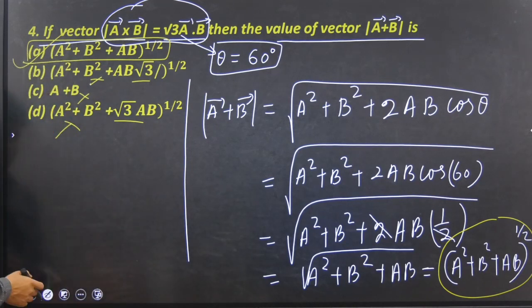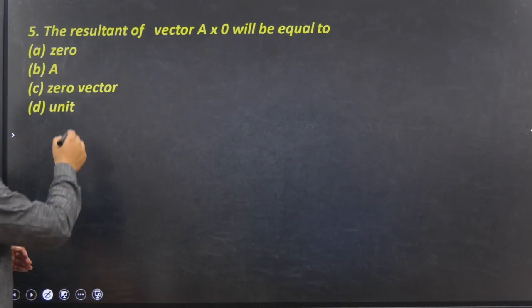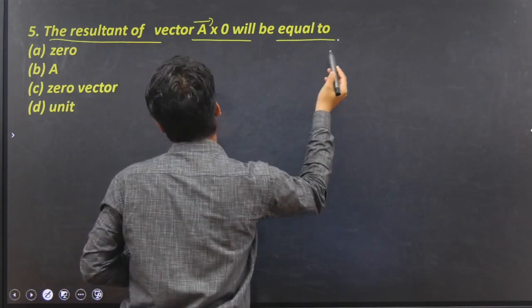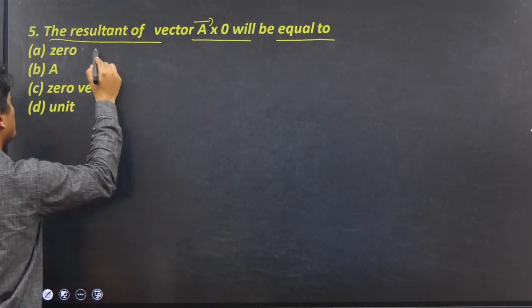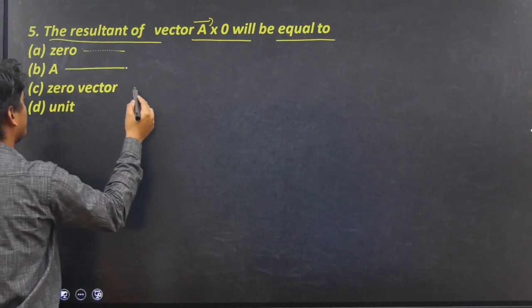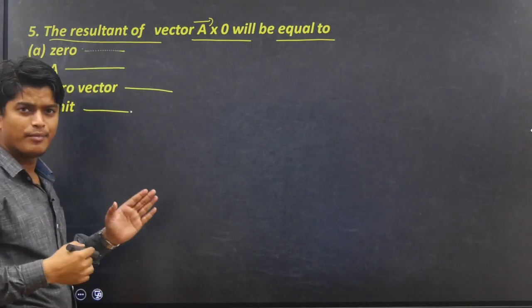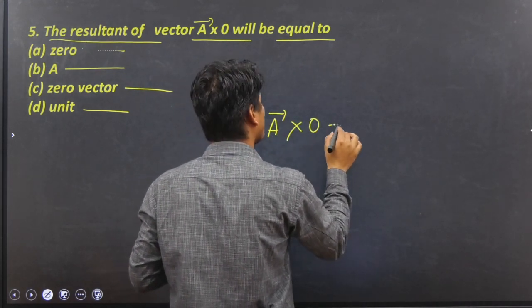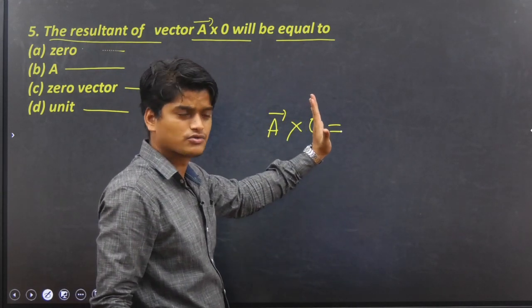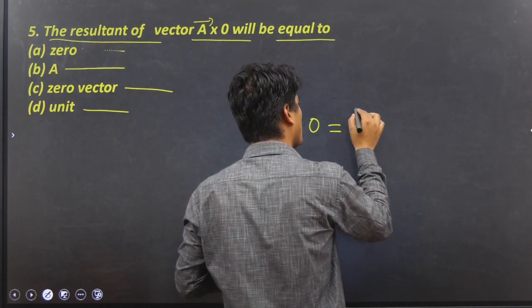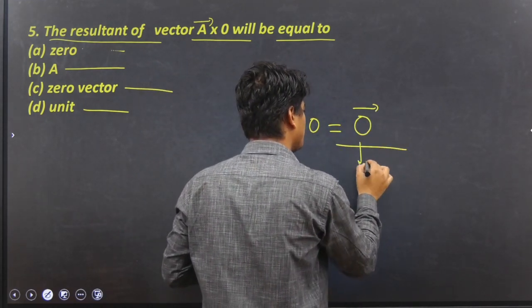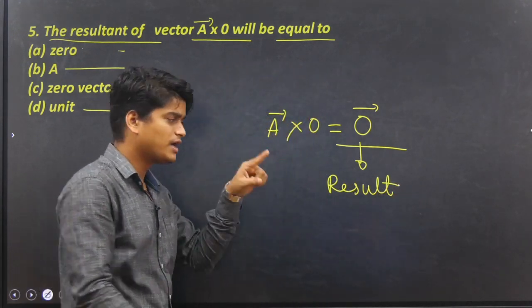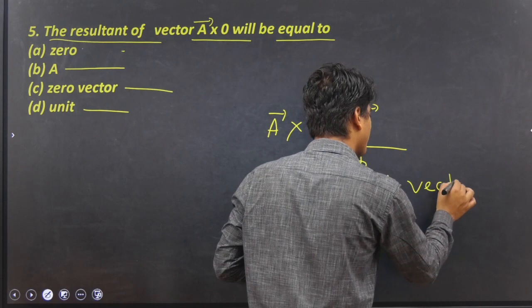Now come to the next question. Here it is telling the resultant vector A cross 0 will be equal to what? So it is given 0 and it is given A, 0 vector and unity. Remember, when you take the cross product of A with a 0 vector, the result should be a 0 vector also. Whatever answer comes in a cross product, the result is always a vector. Remember, whenever cross product is there, the result is a vector.